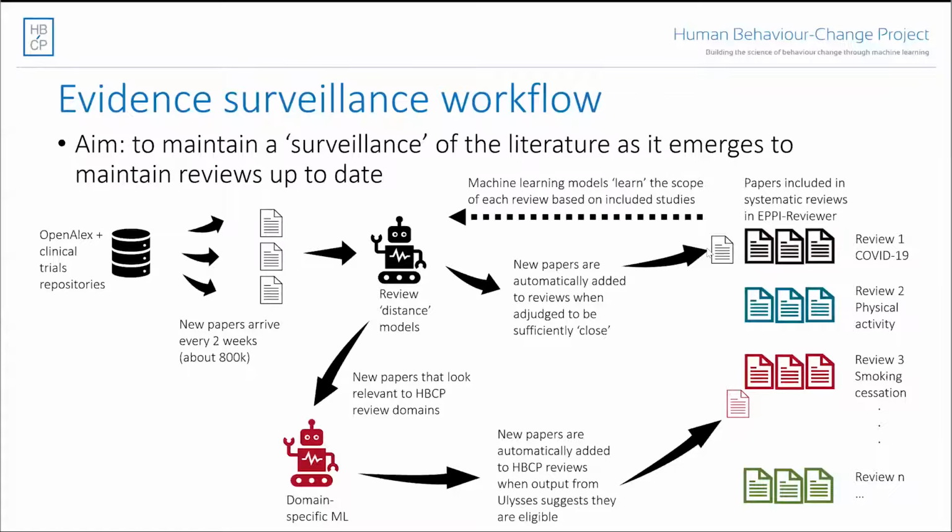So, for example, we've been doing that on COVID-19 and now on long COVID. For the Human Behaviour Change project, for those papers relevant to the domains, physical activity and smoking cessation, we go through another stage of machine learning where we look at the domain-specific issues. We're interested in randomized trials there, so it goes through a randomized trials classification, again using machine learning, and then we identify those papers which look relevant for the Human Behaviour Change project, and they get posted in those databases.